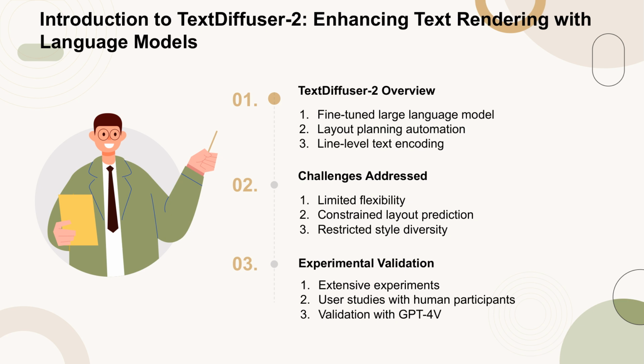TextDiffuser-2 introduces a fine-tuned large language model for layout planning, automating the generation of keywords and supporting layout modifications through user interaction. This model encodes text positions and content at the line level, addressing previous limitations in flexibility, layout prediction, and style diversity. Extensive experiments and user studies, including those with human participants and GPT-4V, have validated TextDiffuser-2's ability to produce more rational and diverse text layouts.